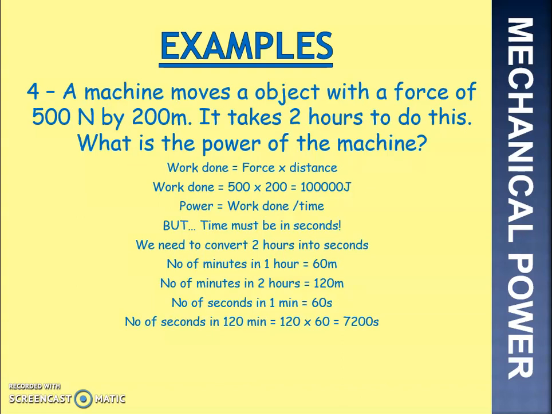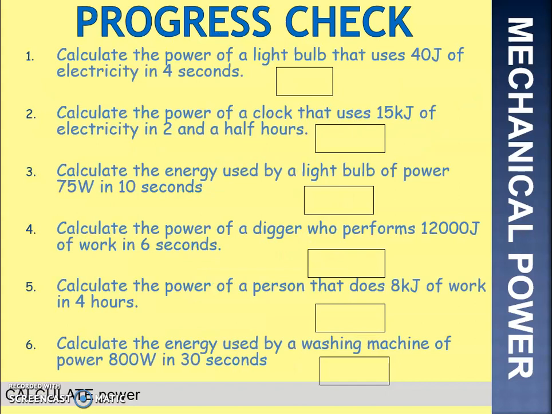I now know my work done, which is 100,000. I now know my time, which is 7,200. Divide those by each other and I get a power of 13.9 watts. Okay, if you pause the video and attempt these questions, if you are struggling with any of them, please whiz back the video and look at the steps I've done in order to calculate those. So pause that and attempt the questions.